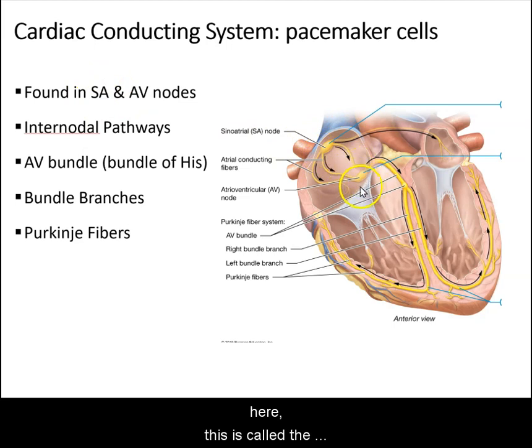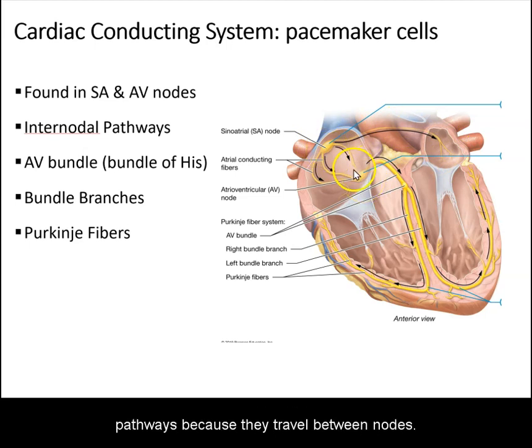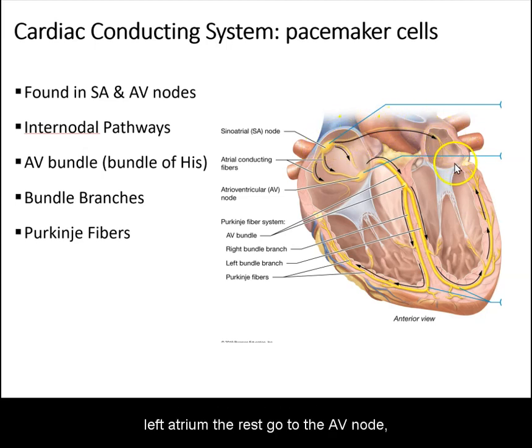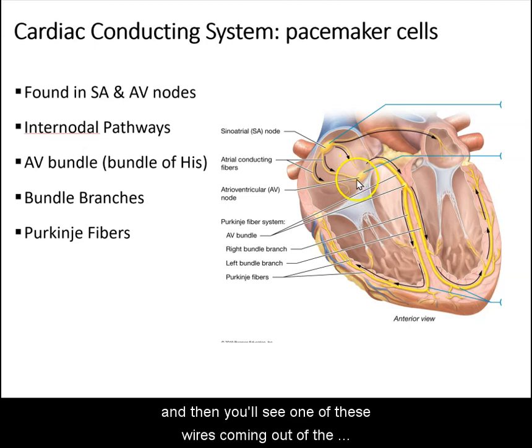There's another little cluster here. This is called the atrioventricular node or the AV node. You'll notice it's right behind the tricuspid valve. So a lot of this is up in the right atrium. And then you'll see these yellow lines kind of coming down from the SA node to the AV node. Those are called internodal pathways because they travel between nodes. Now, the information always goes one direction only, and you'll see in a minute that the SA node typically starts this electrical action potential. And then it sends it through these pathways. Notice one comes over to the left atrium, the rest go to the AV node.